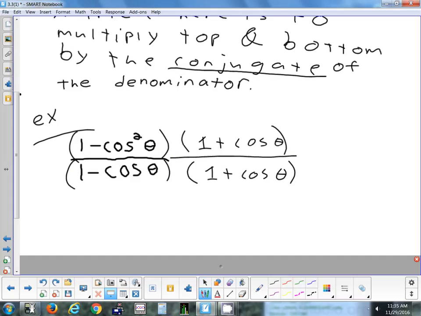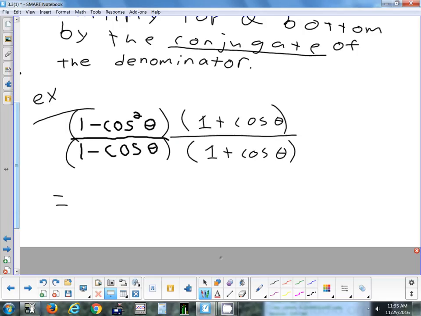All right, so let's do it out and see what happens. For the top, I'm just going to leave it. I'm not going to distribute this out, because when you start multiplying these things together, you're going to get a cosine cubed. If we start getting things that are cubed, that's usually not the direction we want to go. Generally, we're going to work with things that only have exponents of 2, not 3. So I'm just going to leave the top the way it is. 1 minus cosine squared times 1 plus cosine.